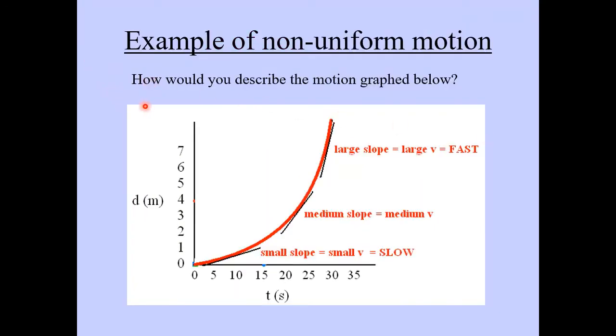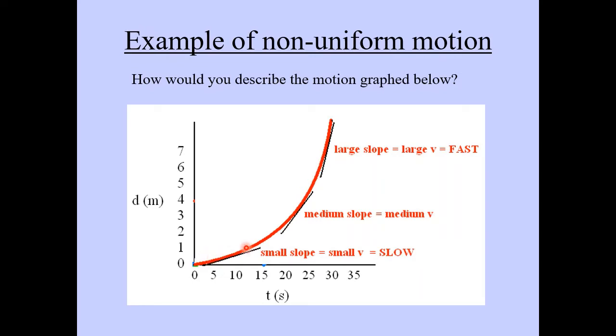Now, what if we had a different object and we graphed its position or distance versus time again, and instead of a straight line, we got a curved line like shown here? How would you describe the motion of this object? Well, remember what we learned in the last part of the lecture, that the speed of the object is equal to the slope of the line on the graph.